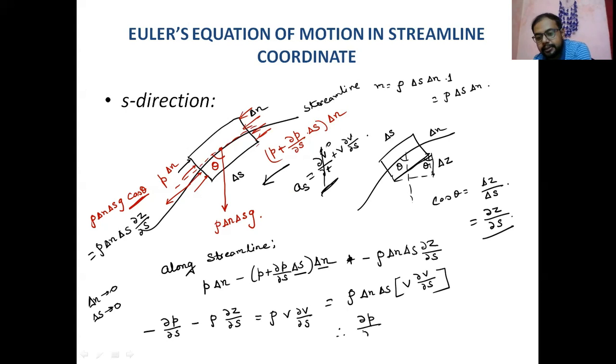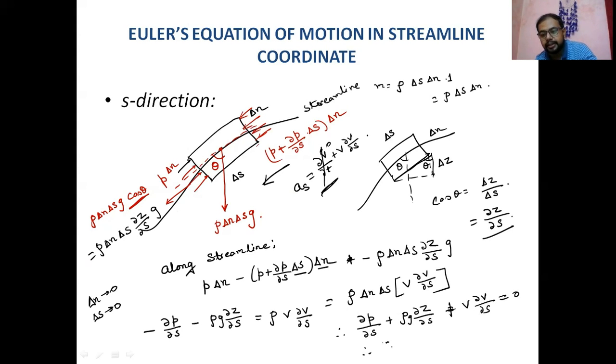So del P del S plus rho, sorry, rho G, one G term is missing here. So rho G del Z del S plus v del v del S is equal to 0. That is the Euler's equation along the S direction. It is similar to the Euler's equation, so it can be written along the S direction.